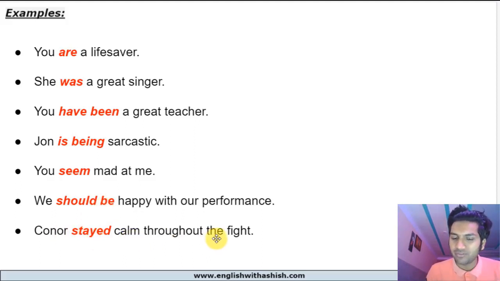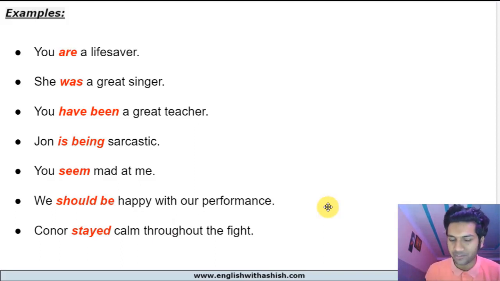Connor stayed calm throughout the fight. Connor stayed calm. He didn't do anything. He was not staying somewhere. He was not living somewhere. He stayed calm. He was in a particular state, right? So Connor equals calm. Connor was calm throughout the fight. This is what it means, right? Linking verb. If it's working as an action verb, you will understand from the context.